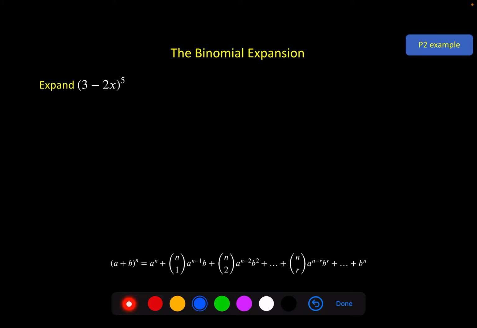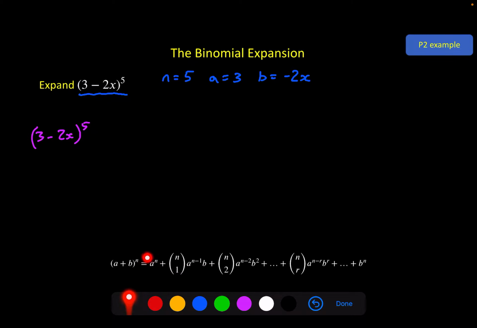So (a plus b) to the n is given here in the question. Expand this. So my n is 5. You don't need to write all this out every time, but just for clarity, my a is 3. My b is negative 2x. So these are the ones I'm using when I'm talking about a, n, and b inside this formula. So let's do the expansion. (3 minus 2x) to the power 5 is equal to, first of all, a to the power of n.